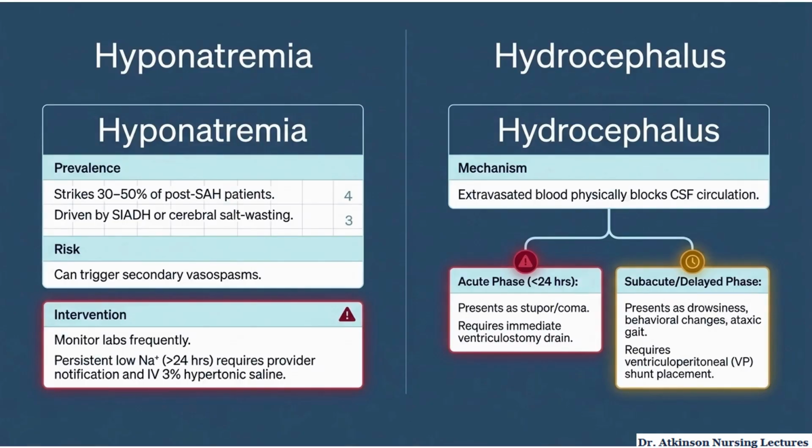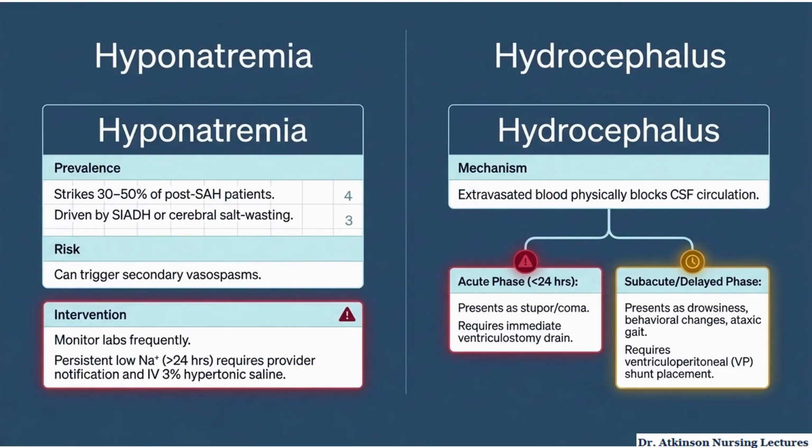Now let's look at two major complications that can develop after a subarachnoid hemorrhage: hyponatremia and hydrocephalus. Starting with hyponatremia, this is actually very common after SAH. It can occur because of SIADH or cerebral salt wasting syndrome. Either way, sodium levels begin to fall, and that becomes dangerous because low sodium can worsen cerebral edema and even contribute to vasospasm. So nurses have to watch those lab trends closely. Frequent sodium monitoring matters. If sodium continues dropping or stays low, the provider needs to be notified quickly because patients may require hypertonic saline therapy.